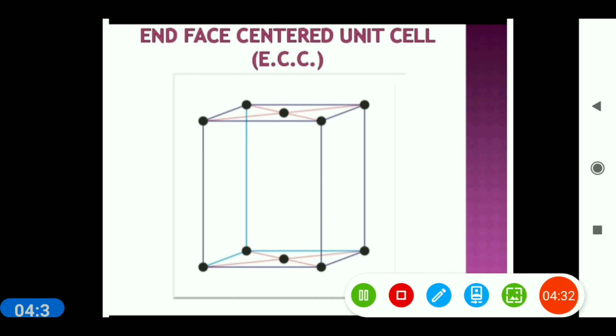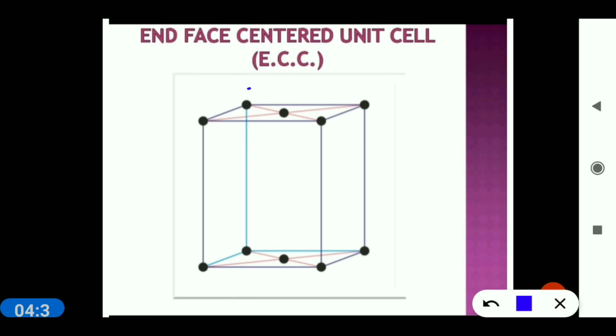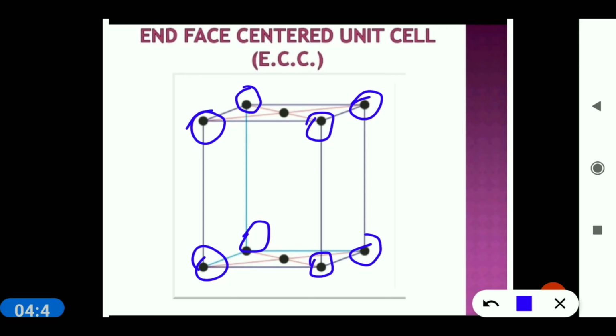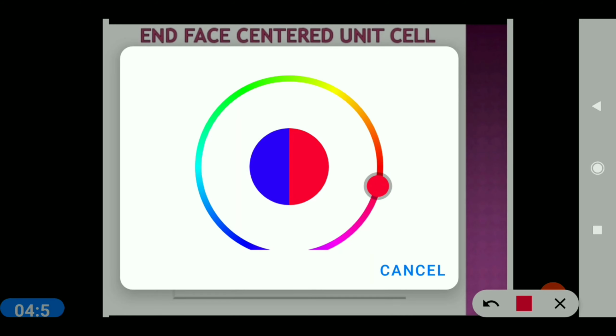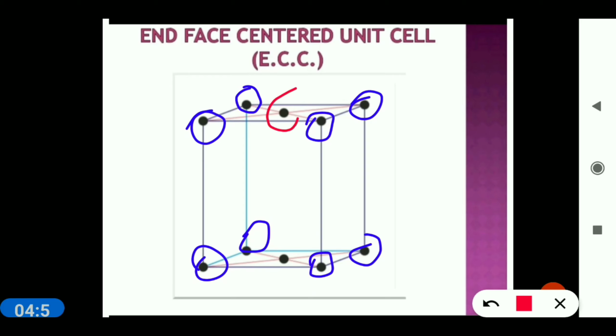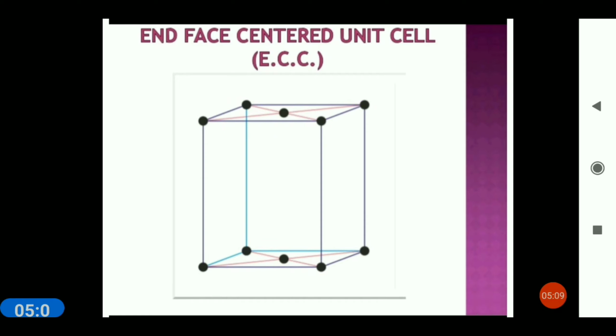The last one is the end-centered. In case of the end-centered, the particles are present at the corners, and along with the 8 corners, at two ends, you can count left and right, or back and front, or the top and the downside. So here you can see it is at this end in red color and this side, upside and downside. But this end centered is not in your course, so we are not going to discuss much about the end centered.